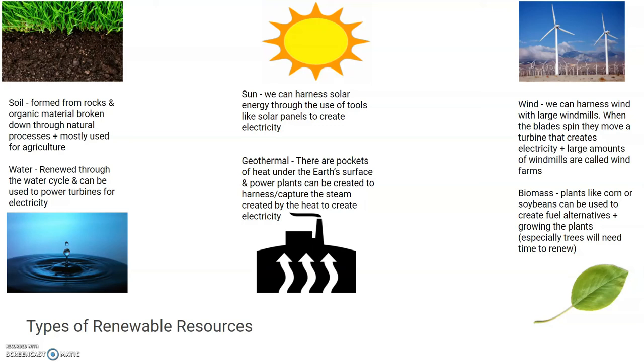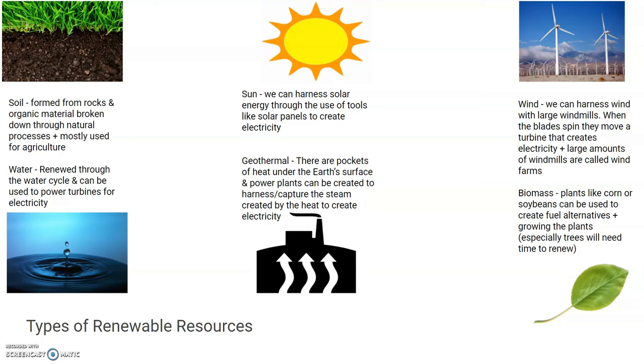And biomass energy, it takes plants like corn or soybeans and is used to create fuel alternatives. So you can actually find certain cars that run off of biofuel, and that's fuel created out of things like corn. But the big thing to remember with bioenergy is that all of the plants that we use have to be able to be grown again.